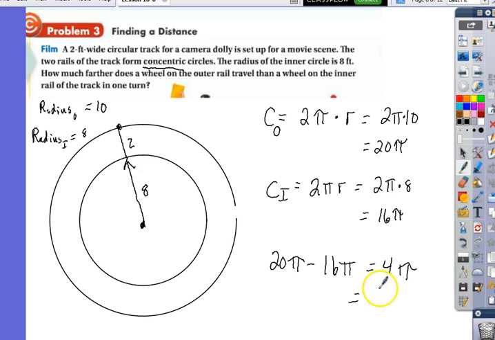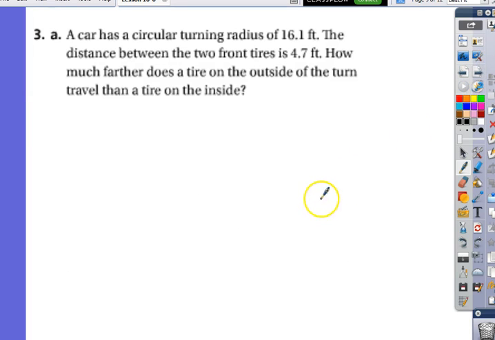So if I wanted to find out how much further that outer wheel goes every time you go around the circle, it goes about 12.6 feet. Does that make sense? Just turn it into a subtraction problem. Solve it. All right, let's have you do one. I'll sketch it out for you.